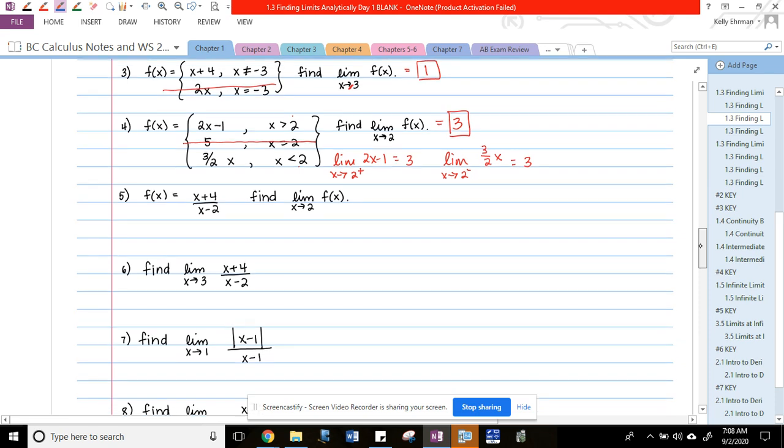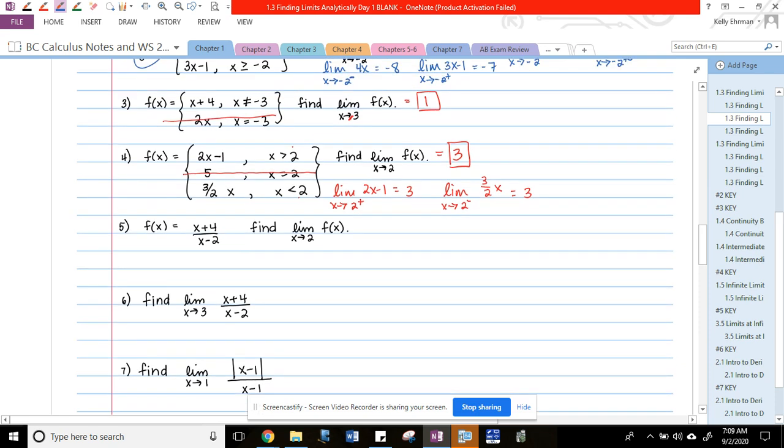Limit as x approaches 2. We have a rational expression. 2 is the vertical asymptote, so I shouldn't really have to do any work or show anything. I can just say this limit does not exist, unbounded at x equals 2. I guess it'd probably be good to say f of x is unbounded at x equals 2.